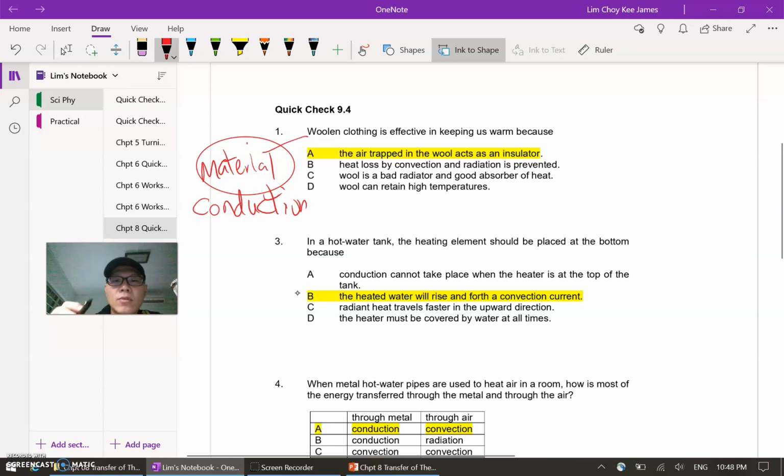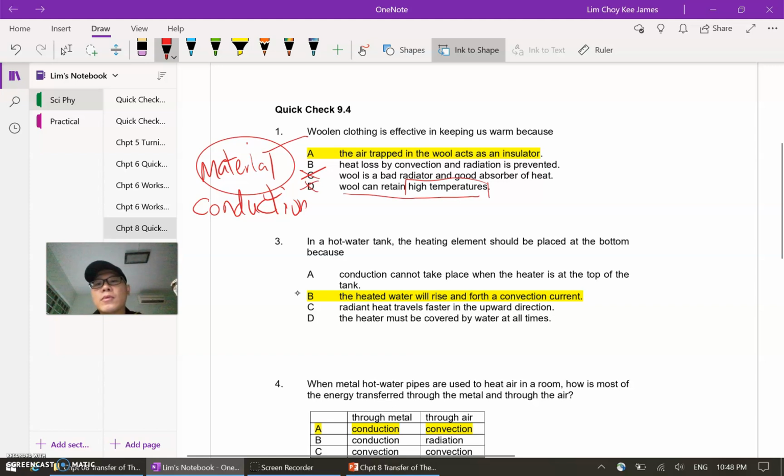With this in mind, you will find that I can narrow down. I can kick out C because it's about radiation. After that, D: wool can retain high temperature. There's no indication of it, and from the clues we know that high temperature relates to radiation, but the question we analyzed pertains to conduction. So D is also out.